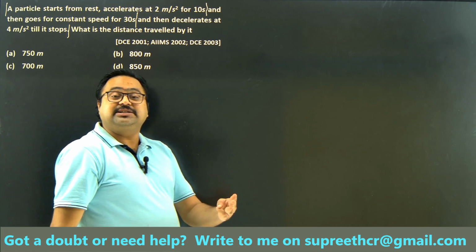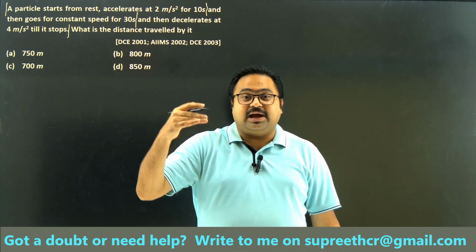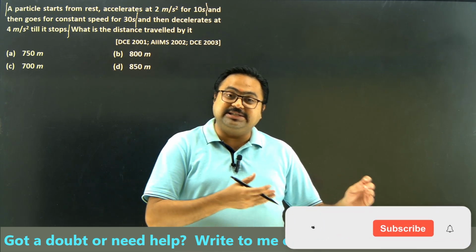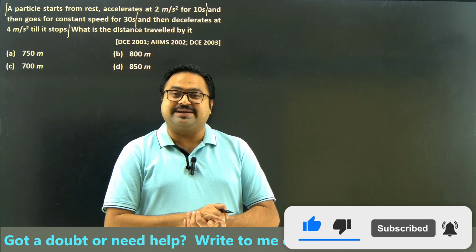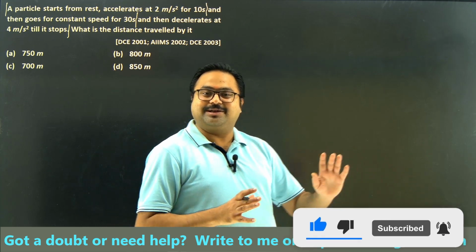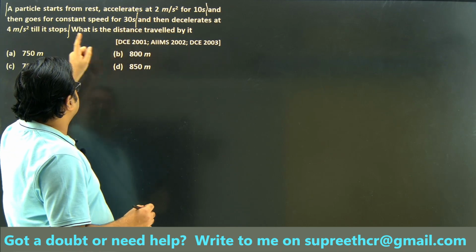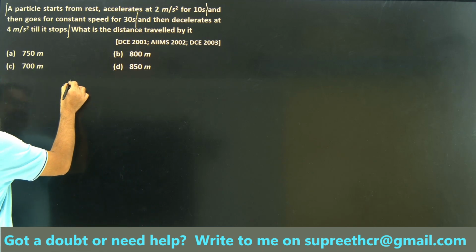There are three things that the body is doing. It accelerates at some rate, and then it achieves a constant speed, and then it decelerates and then stops. We have to calculate the total distance that it travels during this particular event. I've told you that there is one stage, there's another stage, and then there is a third stage. We will solve it in those stages. Let's begin with stage one.